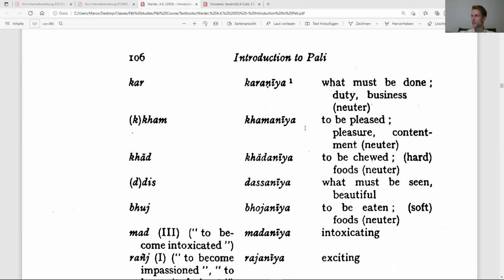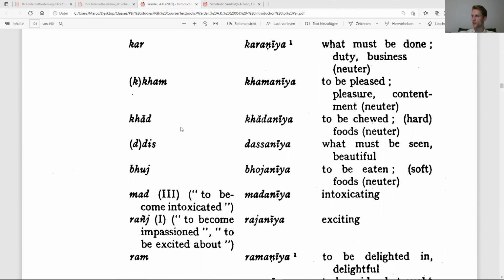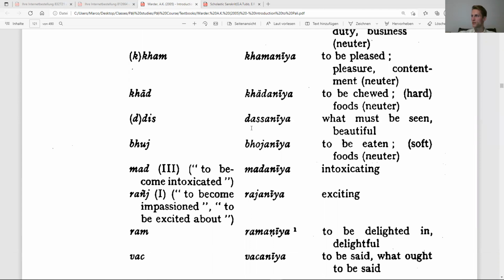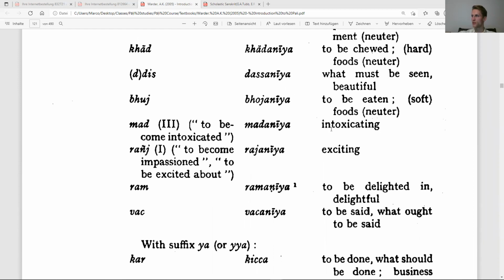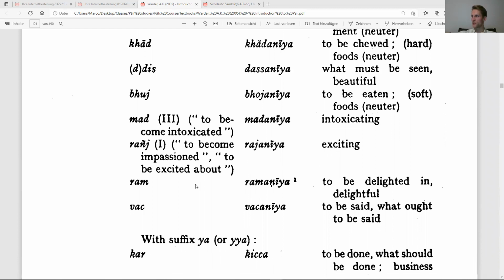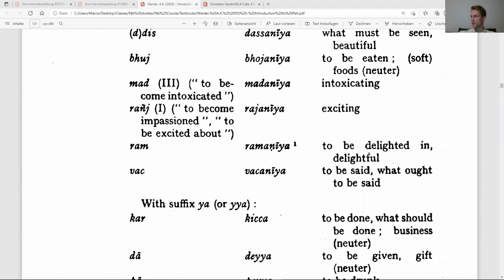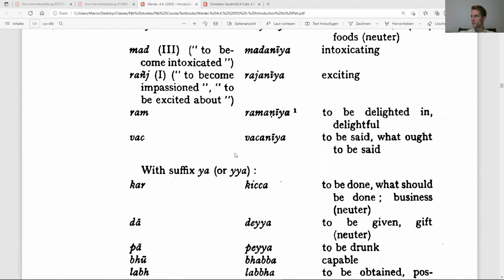Kamati, kamanīya, to be pleased, pleasure, contentment. Khādati, khādanīya, to be chewed, or foods. Dissati, dassanīya, what must be seen, beautiful. Bhuñjati, bhojanīya, to be eaten, foods. Majjati, madanīya, intoxicating. Rañjati, rañjanīya, exciting. Ramati, ramaṇīya, to be delighted in, delightful. Vacati, vacanīya, to be said, what ought to be said.